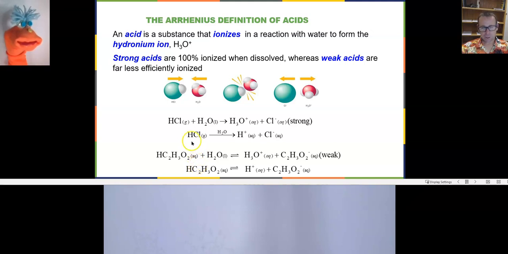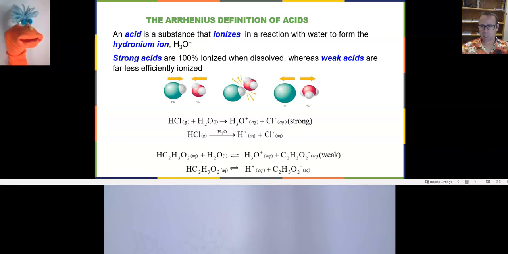And in a strong acid, like HCl, when it's placed into water, it completely dissociates. But a weak acid, like acetic acid, will only dissociate for an amount of time, or in other words, there's only a relatively small number of them dissociated at any one given moment. And that's what makes it what we call a weak acid. Okay?